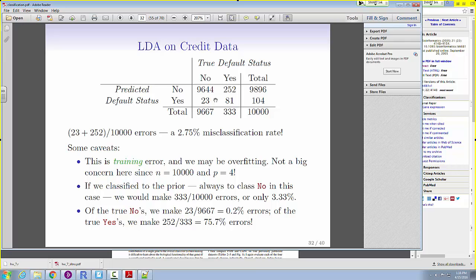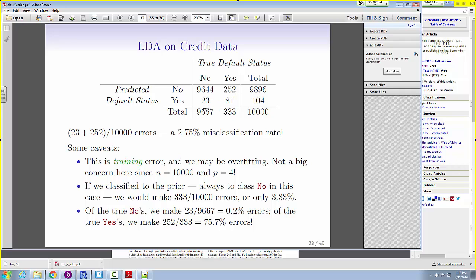So we made mistakes on those 23 people. Over here, among the people who truly had cancer, we correctly classified 81 of them as having cancer. But for 252 of them, they had cancer, we said no. Those are also errors. These are kind of distinct, though.